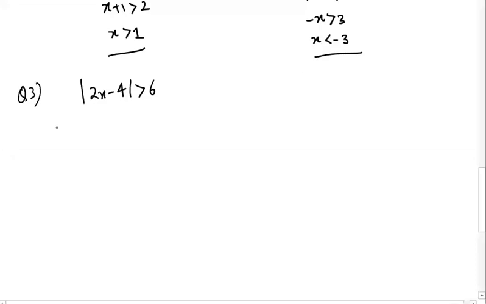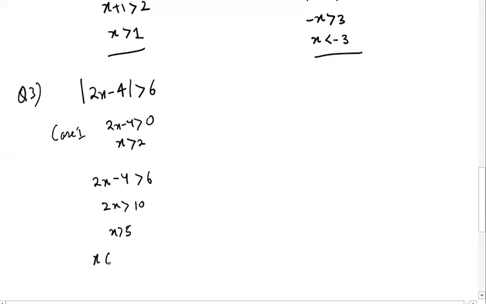Case 1. When 2x minus 4 is greater than 0, which means x is greater than 2, then the modulus will be just as it is. Greater than 6, which is 2x greater than 10 and x greater than 5. Here x should be greater than 2, so the answer is x belongs to 5 to infinity.